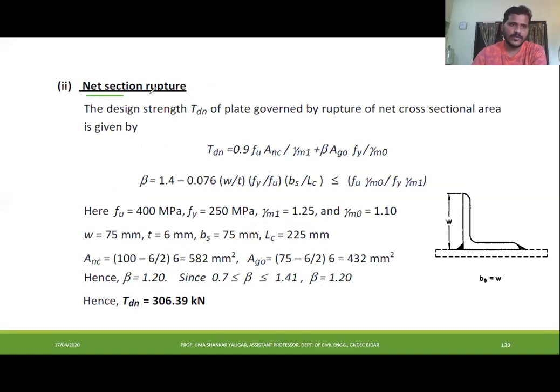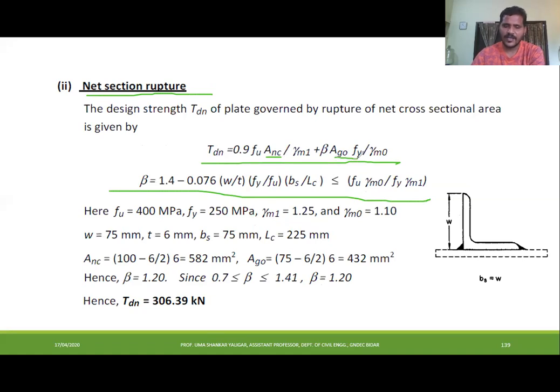Next is the second failure, due to net section rupture. As it is an angle section, you use this formula, and this is for the beta formula. Now here the most important are Anc and Ago. See, Anc means the net area of the connected leg. Ago means the gross area of the outstanding leg.